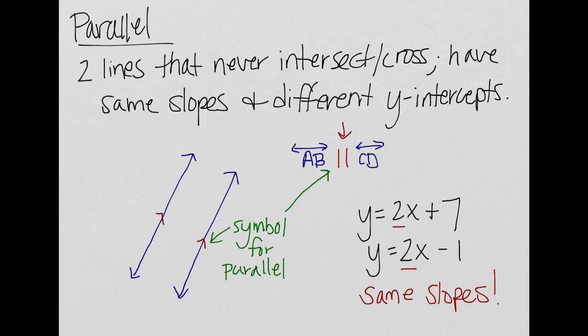And then down here, you've got same slopes, remember. So if you've got two equations and you want to know if they're parallel, you're looking at the slopes, which I've underlined. In this case, they're both 2's, which means they're the same. So those two would be examples of parallel lines.